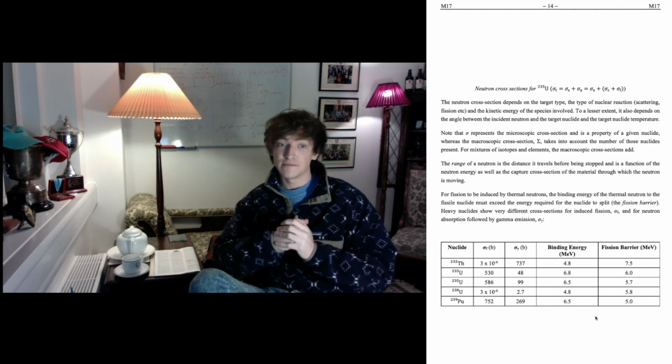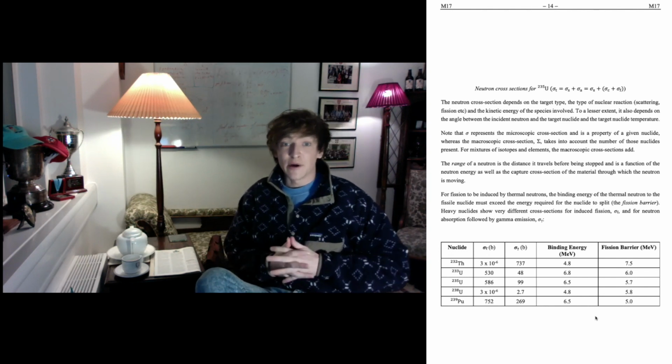And in the table that I've given you here, you can see I've provided a number of examples of the cross-sections for fission and also absorption, followed by gamma ray emission. So you've got fission in one column and absorption followed by gamma ray emission. They're the different cross-sections, shown as sigma. This typically denotes cross-section. And adjacent to those values, you'll see binding energy and fission barrier.